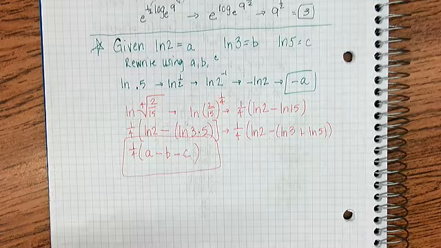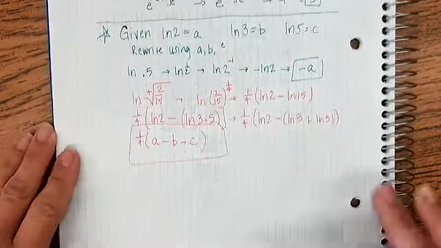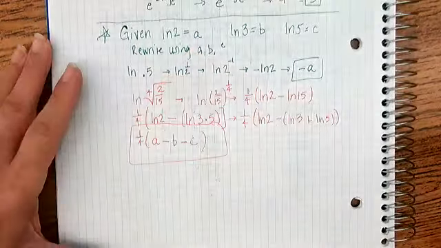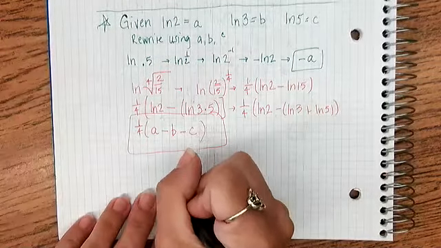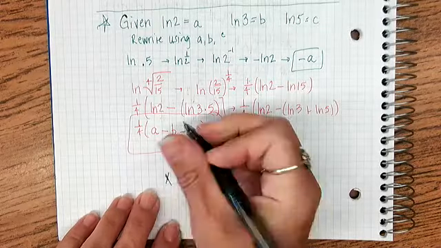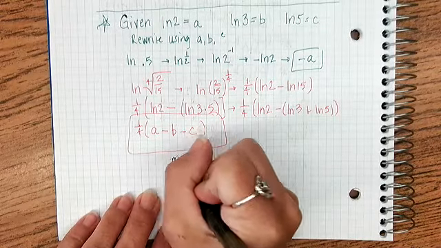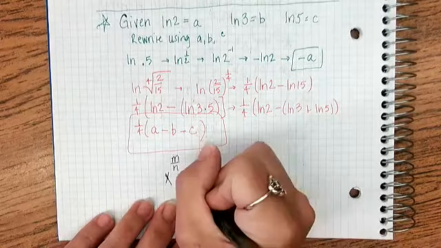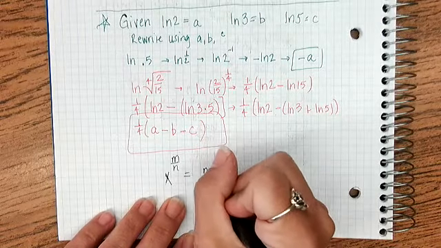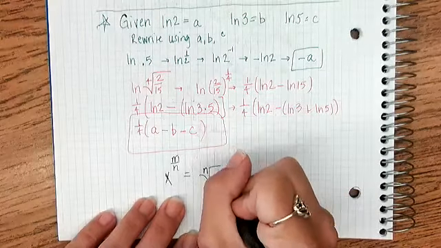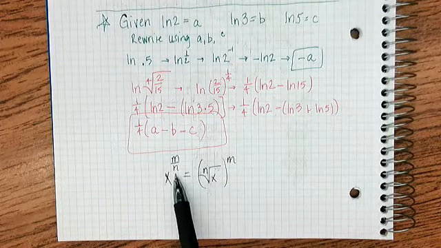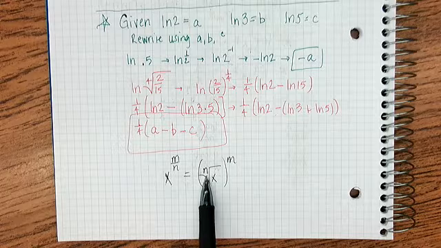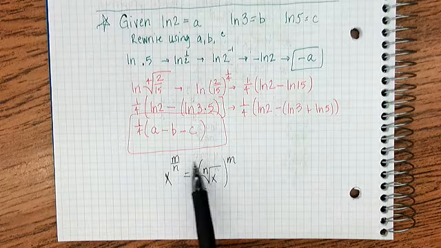One last quick side note, if you're confused about how I went from the 4th root to the 1/4 power: x to the m over n is equal to the nth root of x to the m. The denominator is the root, also known as the index. Denominator is the root. Numerator is the exponent.